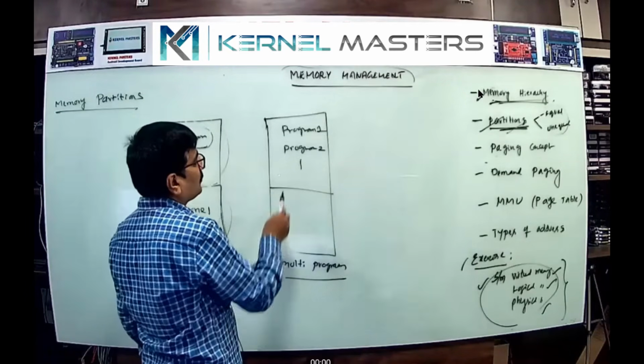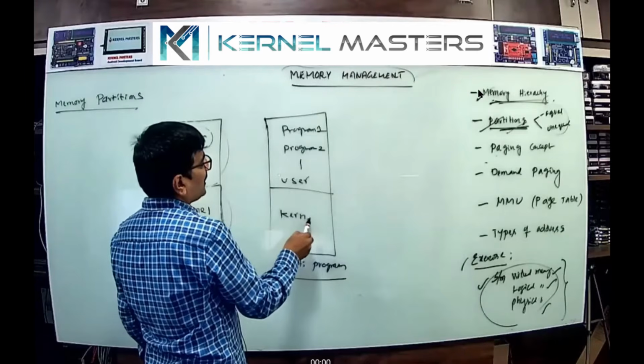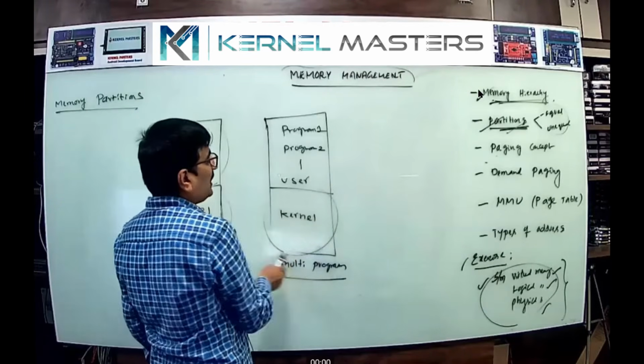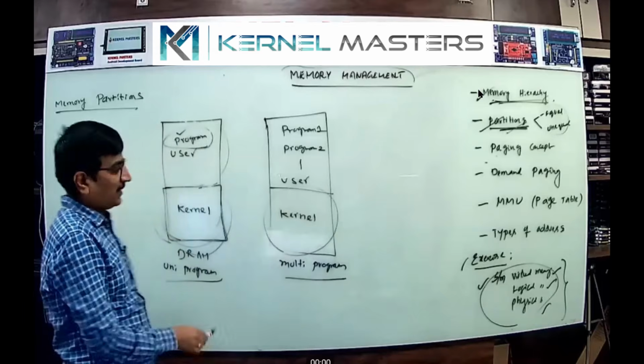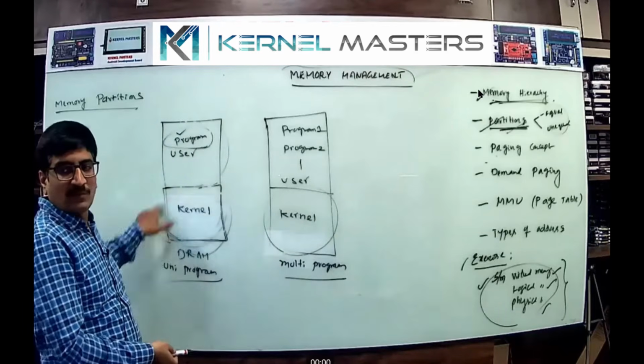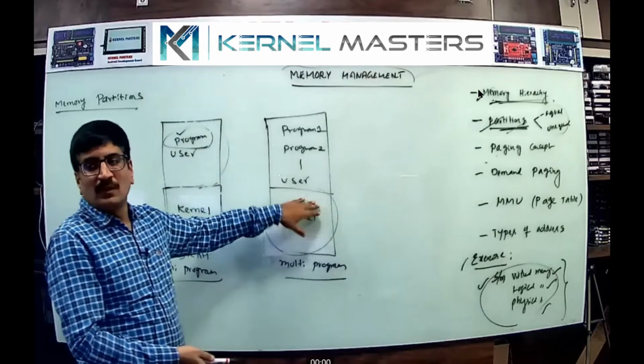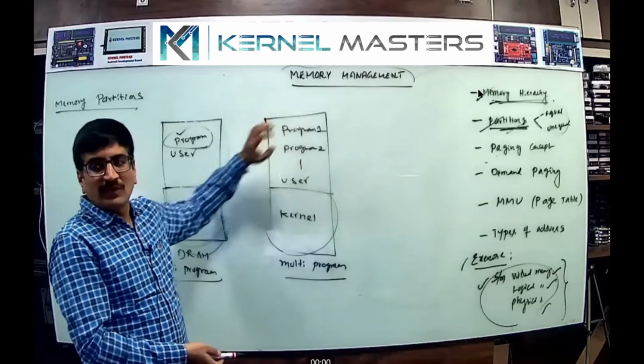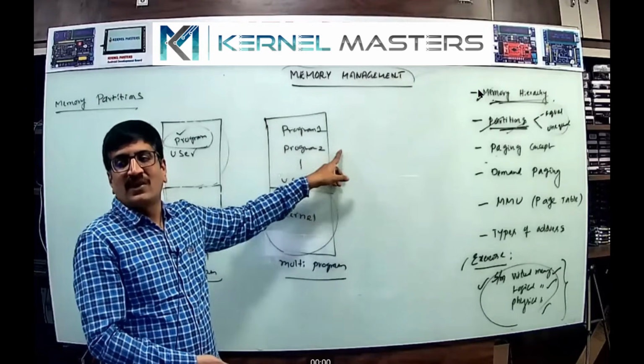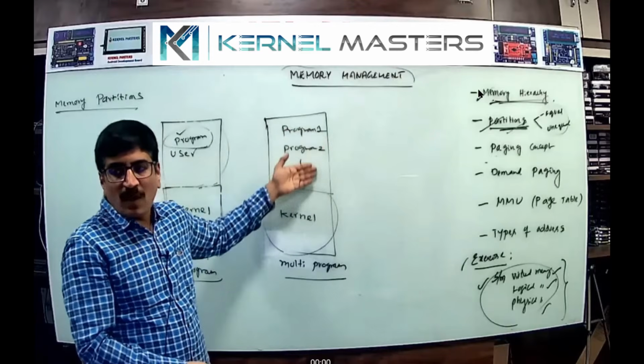The kernel is one common program. Kernel is only one program, so there is no multi-programming for the kernel. It is only one image. But in user mode, you can run a number of applications, like Firefox, a camera application, multiple programs. That is the multi-programming concept.